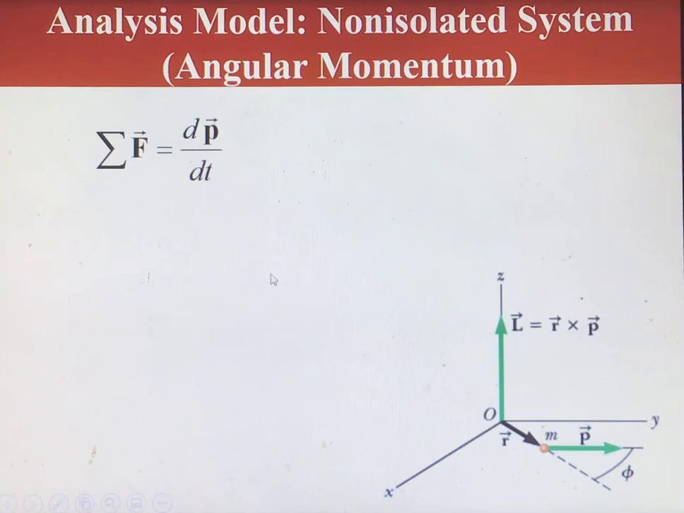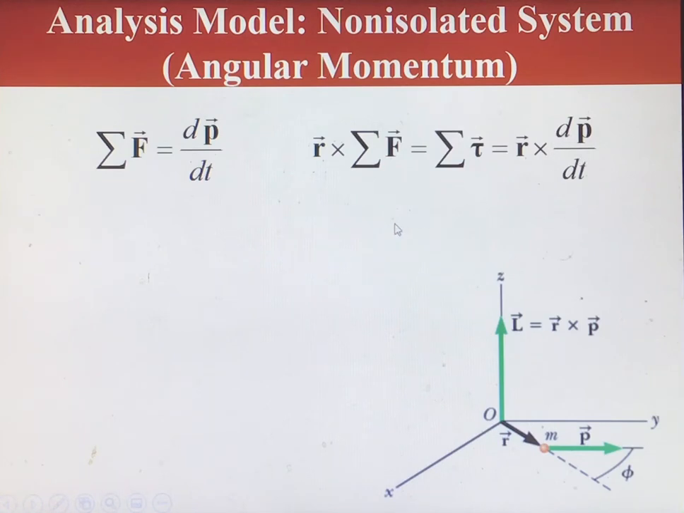Generally, the sum of the forces acting on a system is given by the derivative of the momentum vector as a function of time. Now, if we calculate the cross product of the displacement vector and the sum of all the force vectors, we know that this is equal to the torque. If you substitute the sum of the forces equals dp by dt, this becomes the cross product of r and dp by dt.